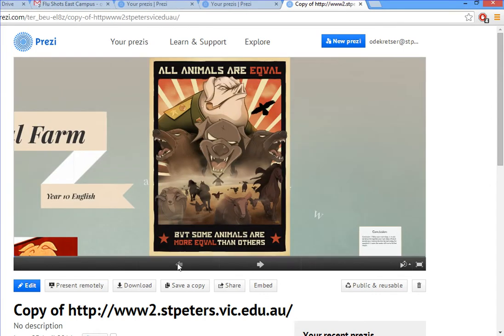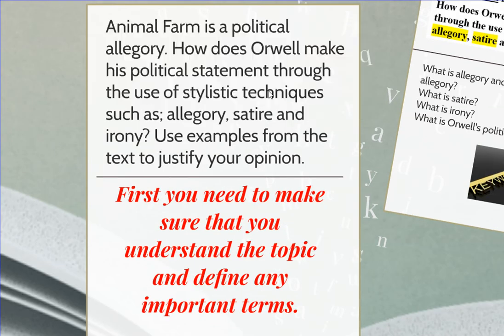Right, we're looking at the Animal Farm text response. So the first thing we have to do is interpret the question. Let's have a look at the question. The question says, I'll stick it on full screen, Animal Farm is a political allegory. How does Orwell make his political statement through the use of stylistic techniques such as allegory, satire and irony? Use examples from the text to justify your opinion.